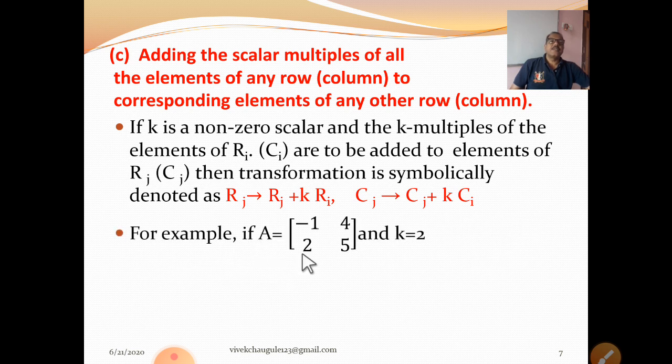Suppose A is the matrix minus 1, 4, 2, 5, and the scalar multiple is k equal to 2, and the transformation is R1 changes to R1 plus 2 R2.